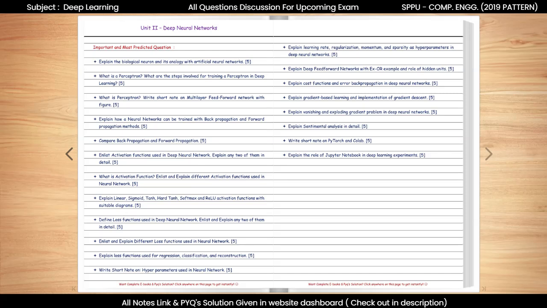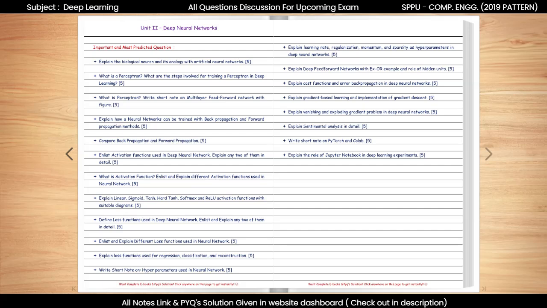Now, let us move on to our next important topic, gradient-based learning. From this topic, we can expect questions such as, explain gradient-based learning and implementation of gradient descent. Gradient-based learning uses gradients to find the direction of minimum error. Gradient descent updates weights step by step in the direction that reduces loss. This iterative process continues until the network reaches optimal performance.